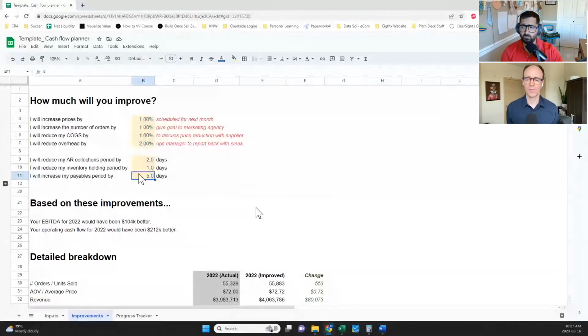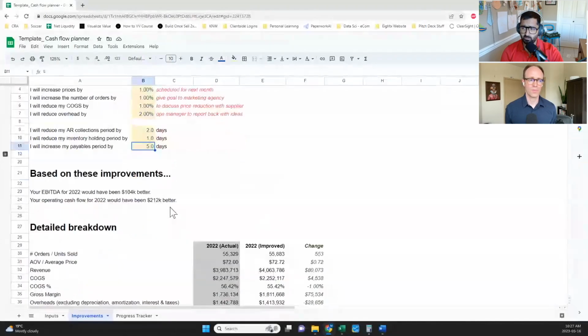Now, what do we see in improvements? What we see is your EBITDA, your earnings, would have been $104,000 higher if you had made these improvements we just talked about. Your cash flow would have been $200,000 better. And we'll look at the detail here.